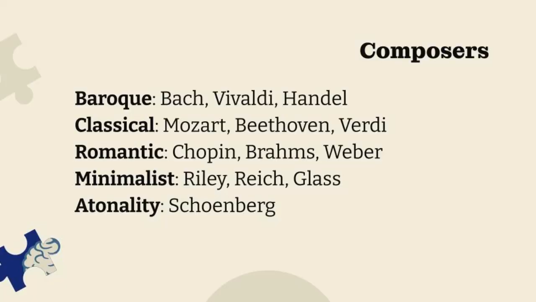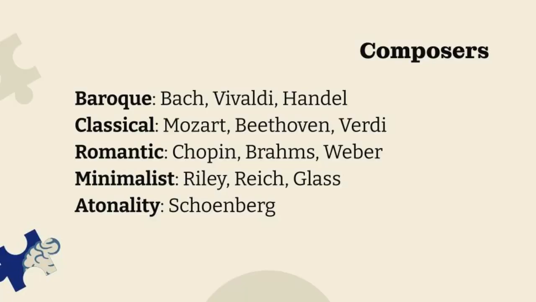And then lastly, talking about composers. It's good to have in the back of your mind a couple examples of composers for different periods. Starting with Baroque, we have Bach, Vivaldi, Handel, and then classical, Mozart, Beethoven, Verdi, romantic, Chopin, Brahms, Weber, minimalist, Riley, Reich, Glass, and atonality is Schoenberg. Apologies if I didn't pronounce any of those right. That's just how it makes sense in my brain.